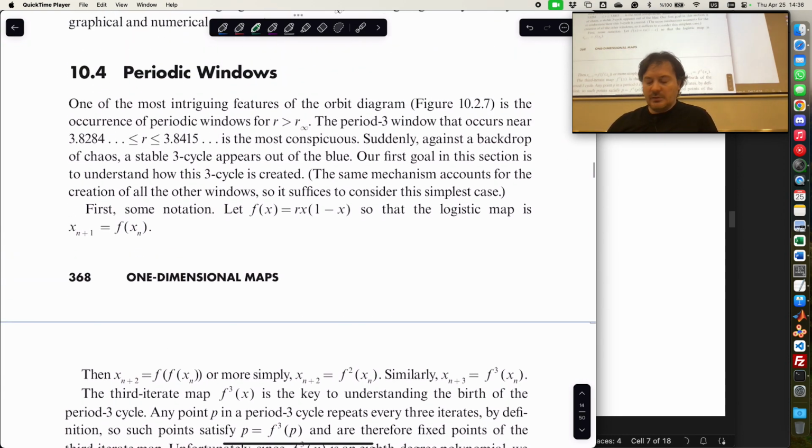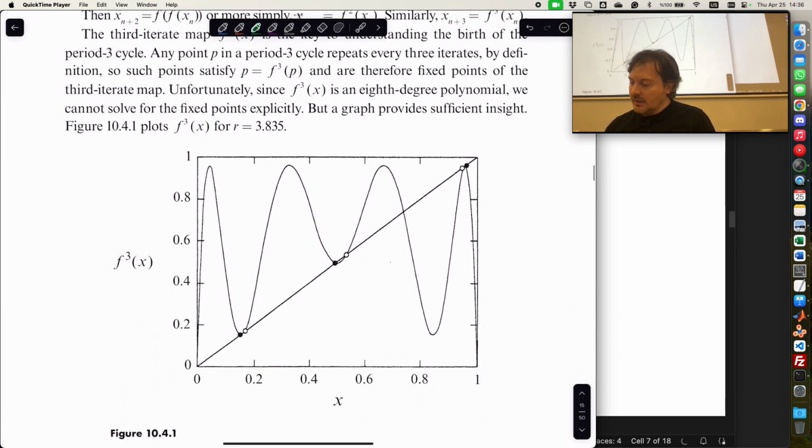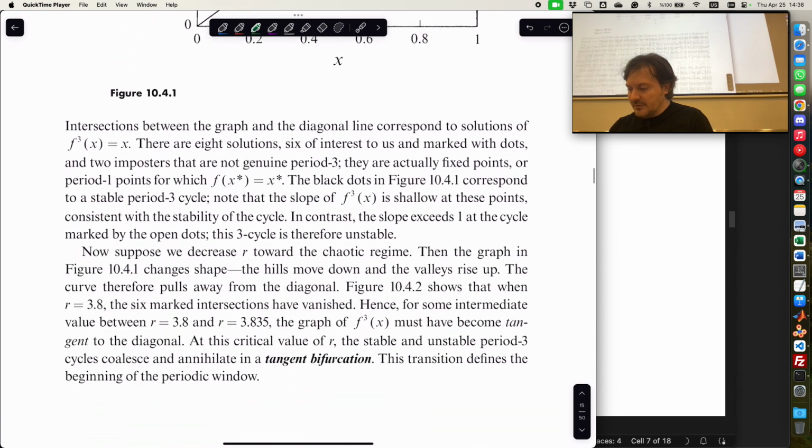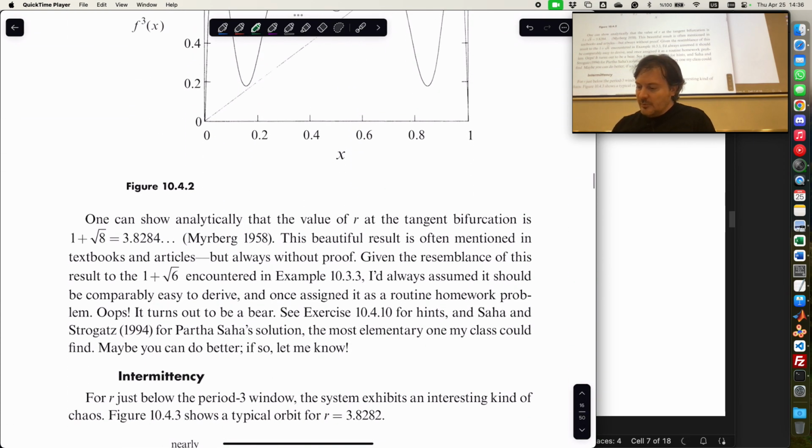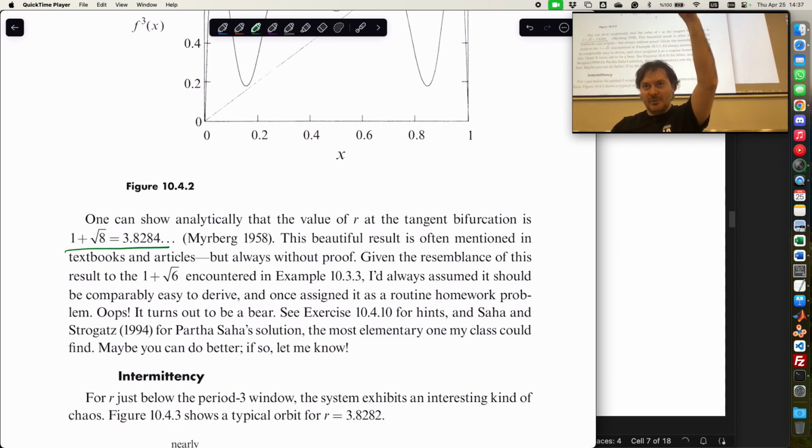As I mentioned, we do understand why those periodic windows appear. They appear, for example, if you plot f3 versus x, the period 3 appears when the function just barely touches this line, okay? And you might think that finding this is very easy. Actually, there's a story here. One can show analytically that the value r at the tangent bifurcation is this. So when r is 1 plus square root 8, you have that period 3 window appearing.